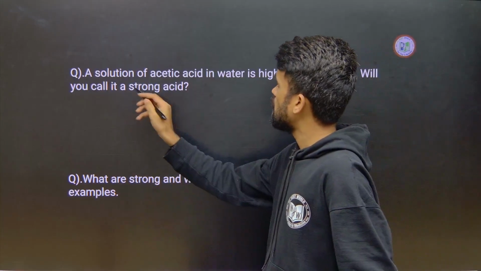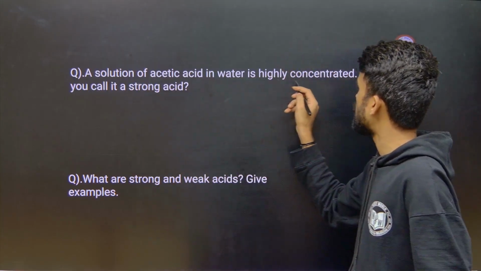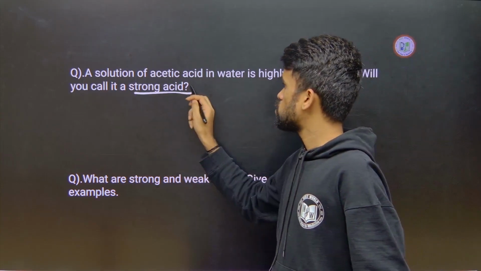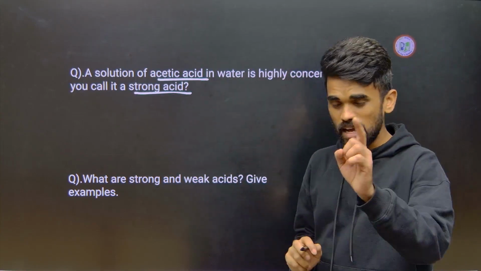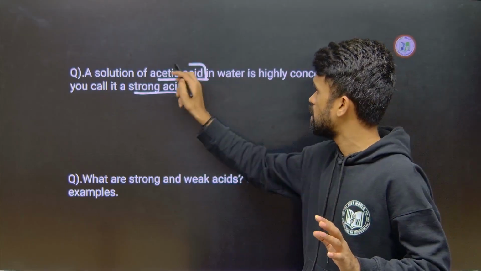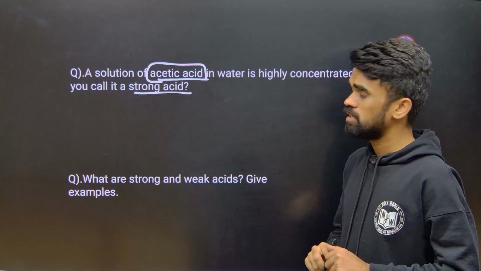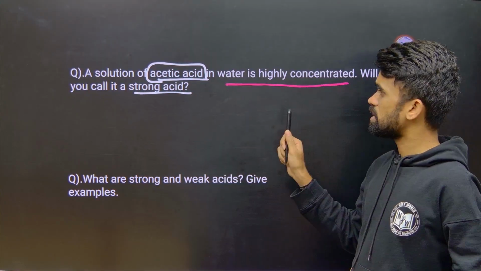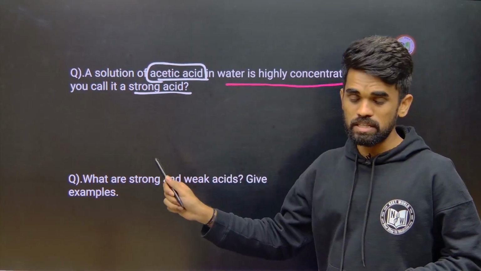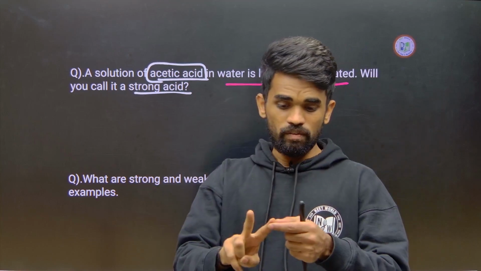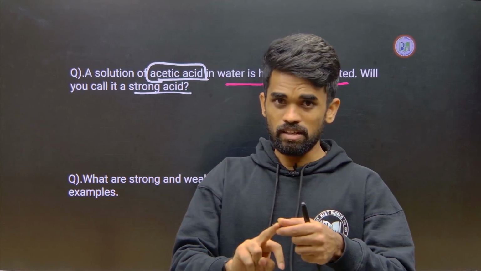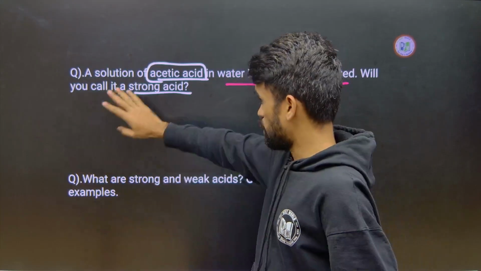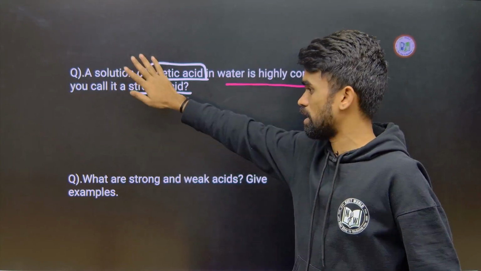Then next, take these two questions as homework and tell me in the comment box. A solution of acetic acid in rainwater is highly concentrated. Can we call it a strong acid? Already we discussed acetic acid. Read the question once again: which is highly concentrated, can we call it a strong acid? I told you different terms: weak acid, strong acid, concentrated acid, dilute acid. Depending upon your understanding level, you can write in the comment box.